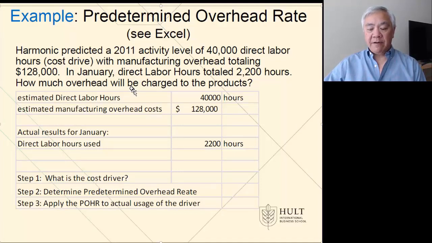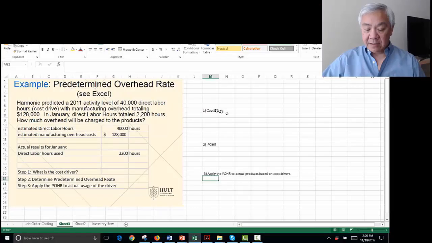So here's an example. We have a company called Harmonic, and they predicted that their activity level will be 40,000 direct labor hours. So that's the total they think for the next year of the primary driver of their costs. Second, their overhead is estimated to be $128,000 for the coming year. In January, they had actual direct labor hours totaling 2,200 hours. So how much overhead will be charged to the company? We'll hop into Excel and bring this information.